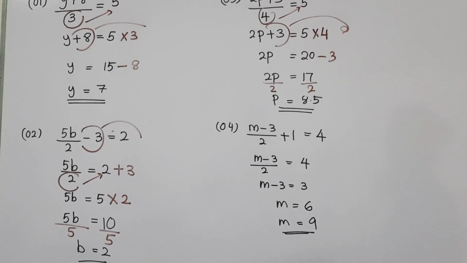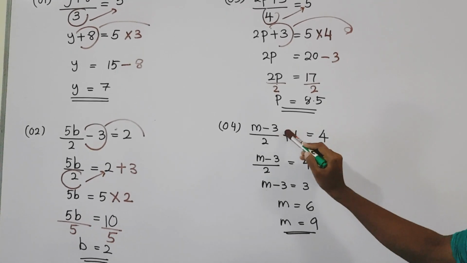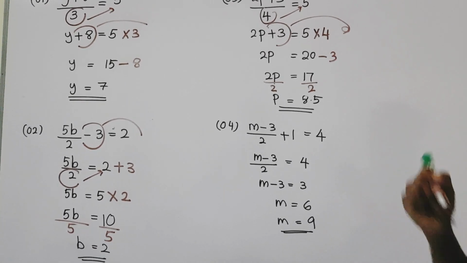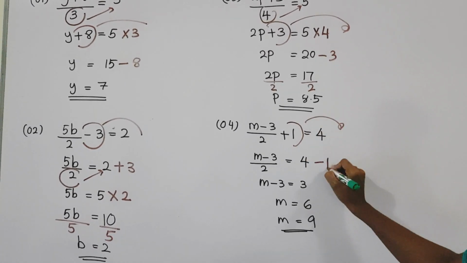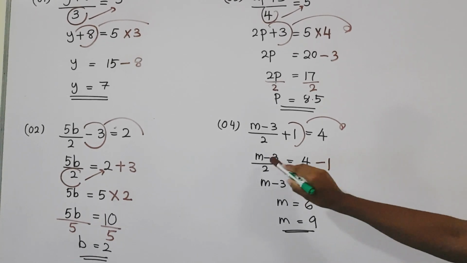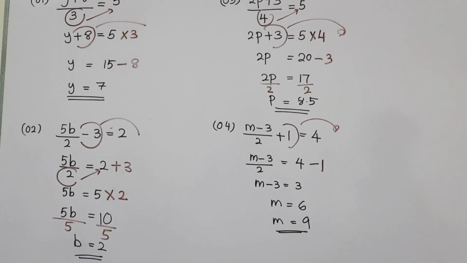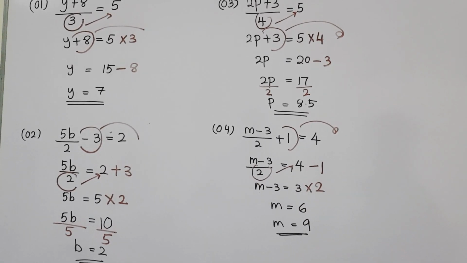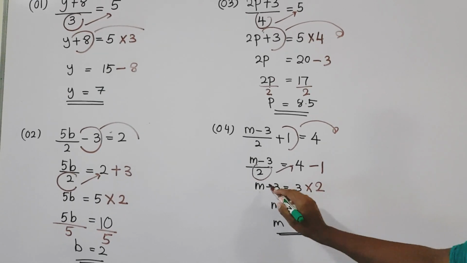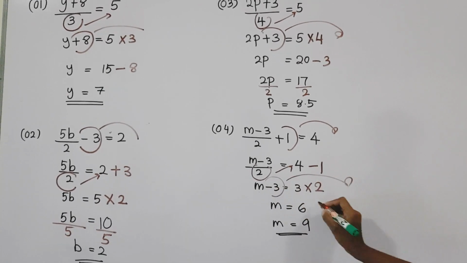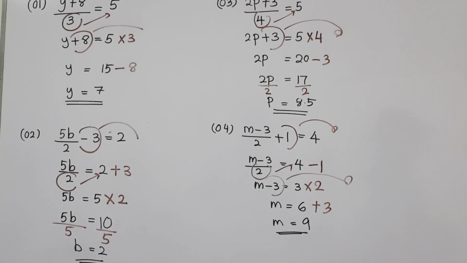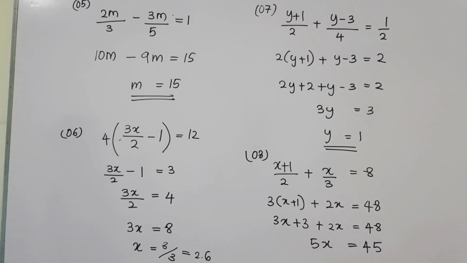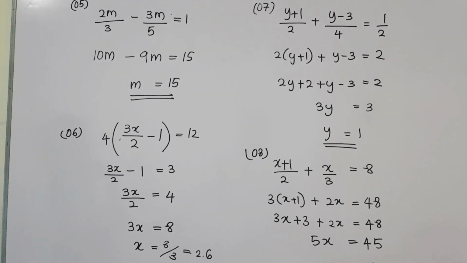Now let's go to the fourth question. m minus 3 over 2 plus 1 is equal to 4. Now you know how to do it. First we have to remove the plus 1. When you bring it to the other side, it becomes minus 1. So m minus 3 over 2 is equal to 3. Now move the 2 to the other side. It becomes a multiplication. Then m minus 3 is equal to 6. Bring the minus 3 to the other side, it becomes plus 3. Therefore, m is equal to 9. Okay, hope the 4 questions were correct, isn't it?